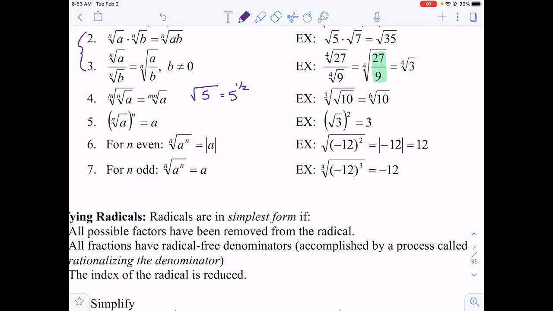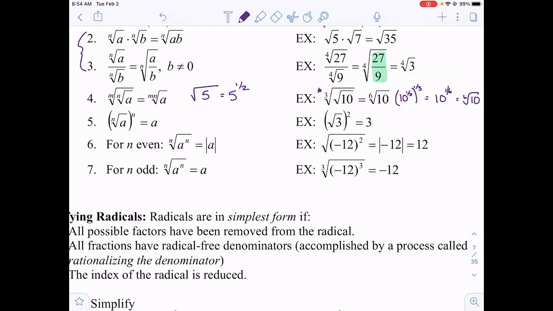So if I were to do this problem here, that would be 10 to the 1/2 to the 1/3. Well, using properties of exponents that we worked with on Friday, a power to a power you multiply, so that's 10 to the 1/6 power, which is the 6th root of 10.